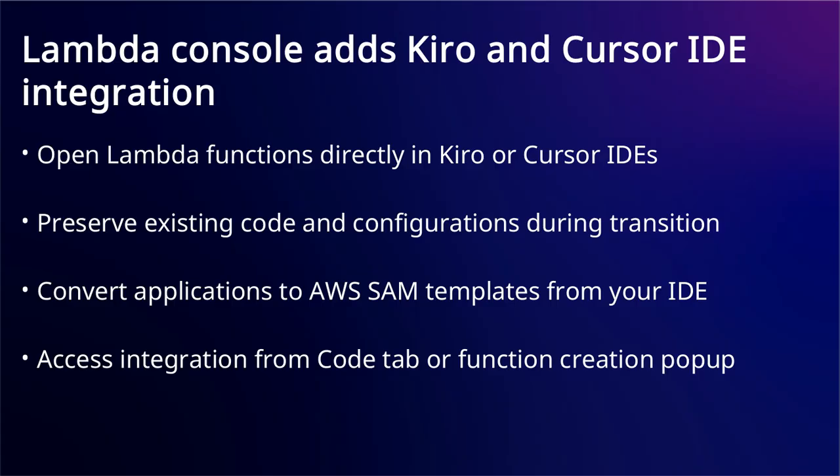You can convert your applications to AWS SAM templates within these IDEs to enable infrastructure as code practices and CI/CD pipeline integration. You can initiate this workflow from the Code tab in the Lambda console or during function creation. This integration is available in all commercial AWS regions at no additional cost.